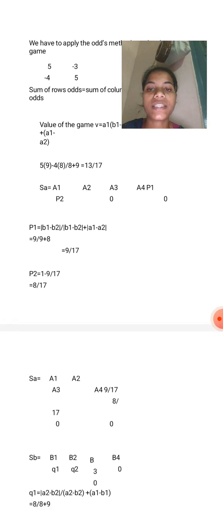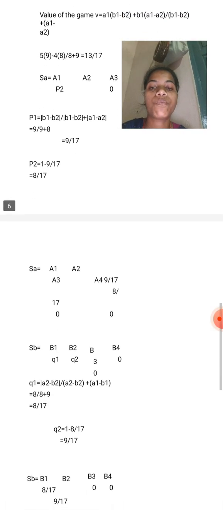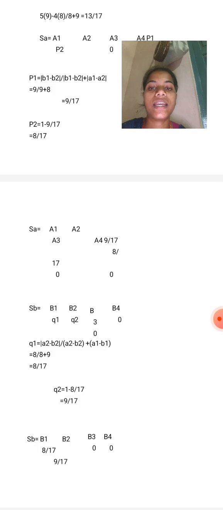So the P2 is calculated like this, that is 1 minus 9 by 17, because P1 plus P2 equal to 1. The probability is 1, that's why P1 plus P2 equal to 1. We want P2, that's why P2 equal to 1 minus P1. The P1 is 9 by 17, so 1 minus 9 by 17 becomes 8 by 17. So again we will calculate SA. We will place the obtained values, that is A1, A2, A3, A4. P1 is 9 by 17 and P2 is 8 by 17. The A3, A4 become 0.